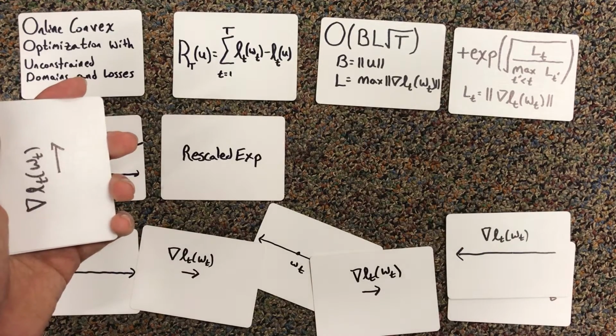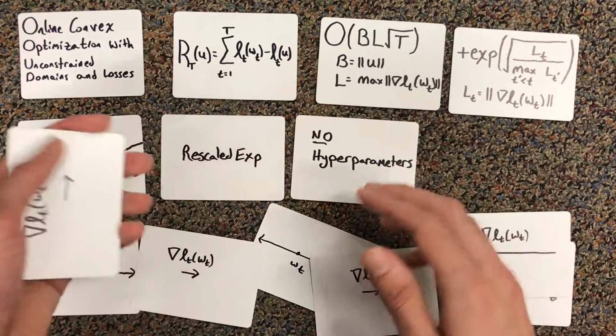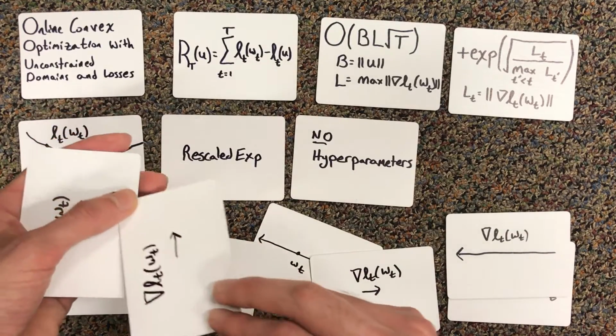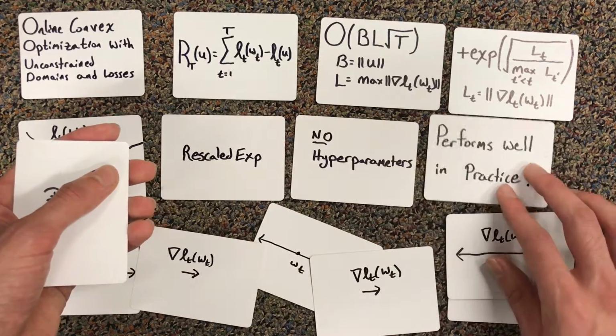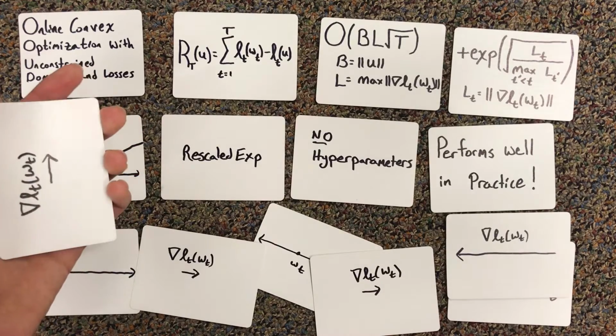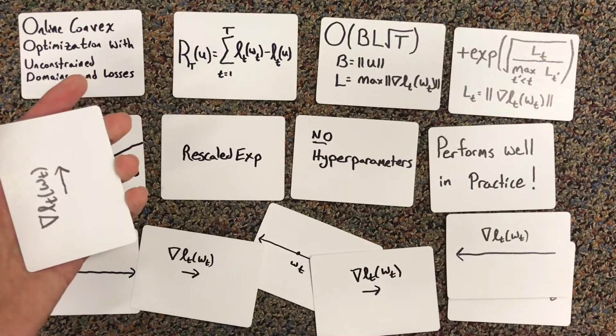As a result, RescaledExp is naturally hyperparameter free. It requires zero tuning whatsoever. Further, we show that in practice, RescaledExp performs empirically just as well as algorithms that do require hyperparameter tuning, suggesting that this exponential term really doesn't come back to bite you in the real world.